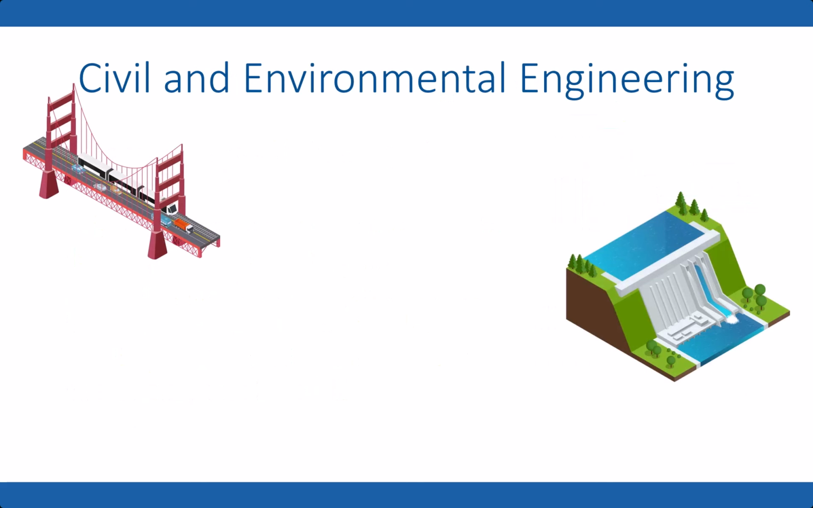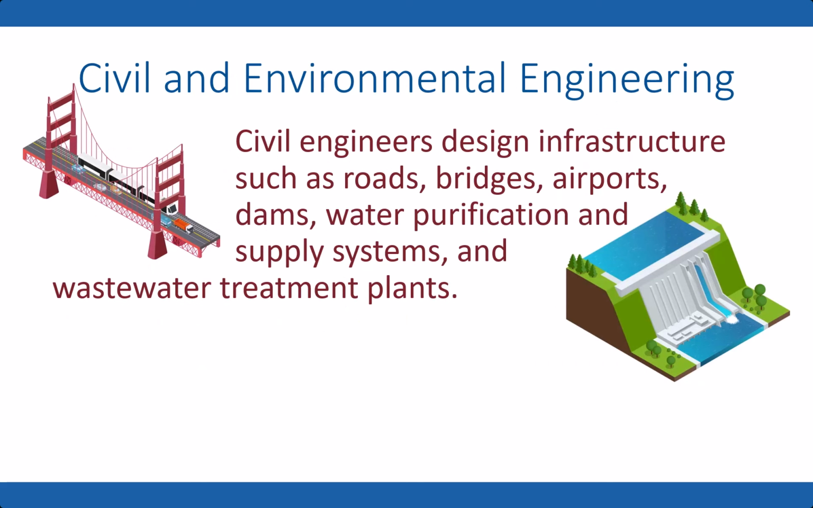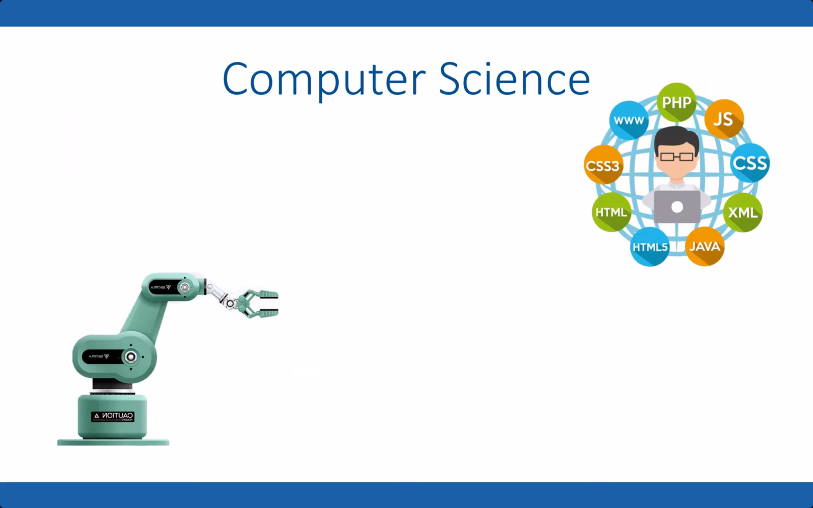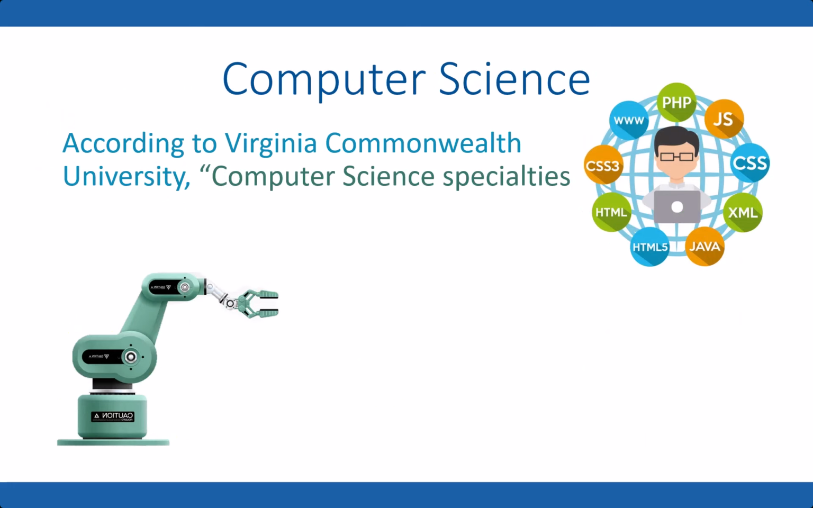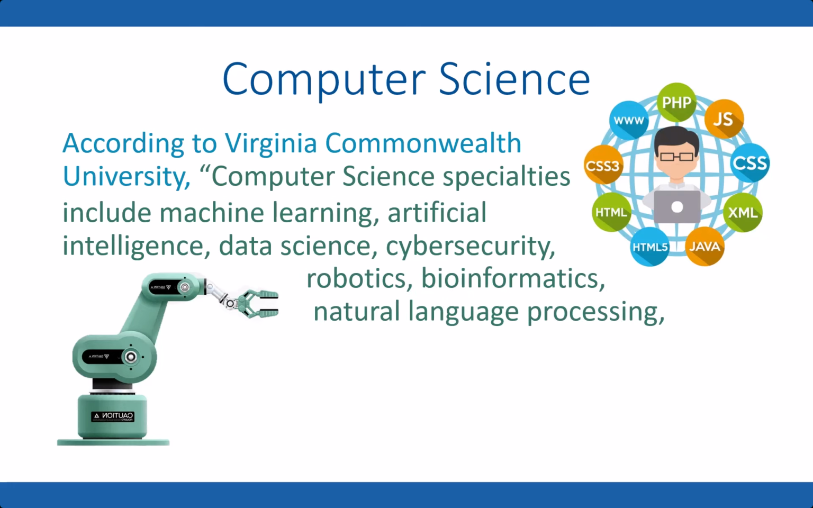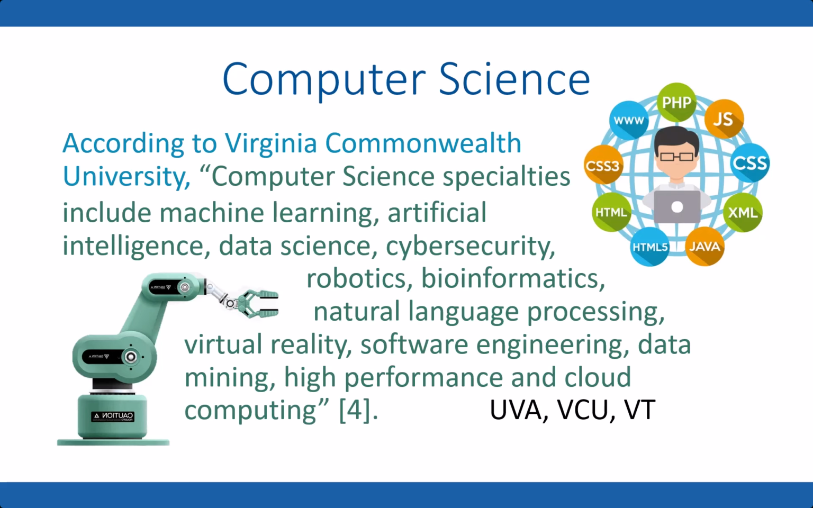Civil and environmental engineering. Civil engineers design infrastructure such as roads, bridges, airports, dams, water purification and supply systems, and wastewater treatment plants. Motivated by the environmental impact of these projects, civil engineers led in creating the emerging field of environmental engineering. Computer science. According to Virginia Commonwealth University, computer science specialties include machine learning, artificial intelligence, data science, cybersecurity, robotics, bioinformatics, natural language processing, virtual reality, software engineering, data mining, high performance, and cloud computing.